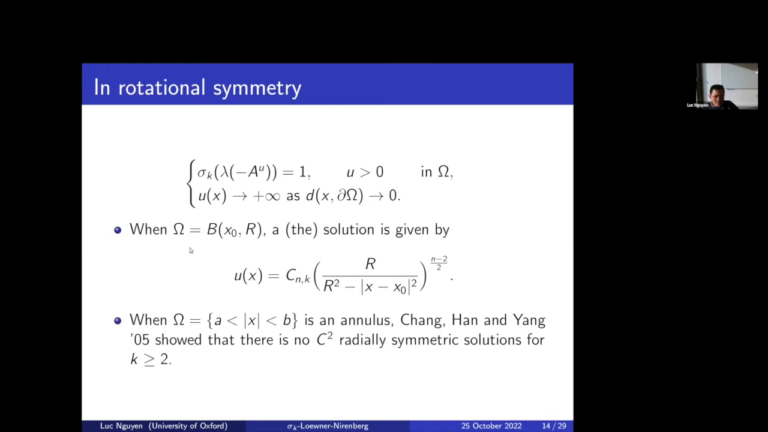Now, when Ω is instead an annulus, say in between two numbers A and B, where A is positive and B is finite, then in 2005, Chang, Han, and Yang studied all rotationally symmetric solutions of such an equation, and they showed that there is no C² rotationally symmetric solution when k is bigger than 2. On the other hand, in the case when k equals 1, one can even write down explicitly what they are in terms of some integral, and they are all regular.